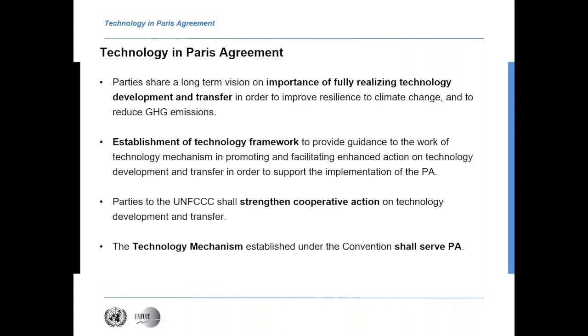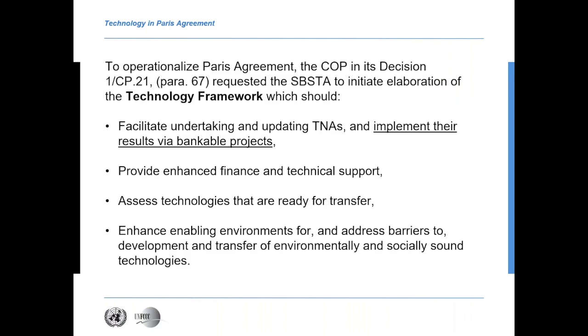serving the Paris Agreement. And then to come closer to TNA, it was quite explicitly mentioned as a tool to help operationalize the Paris Agreement, and the framework says TNA should facilitate undertaking and updating these reports and implementing their results through bankable projects. For that, enhanced technical support is needed and was considered key. And also accessing technologies that are ready for transfer, and looking at the enabling environment's role.